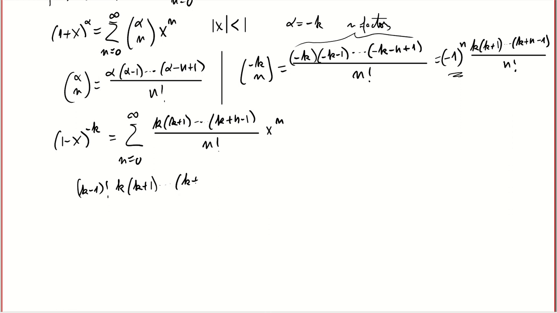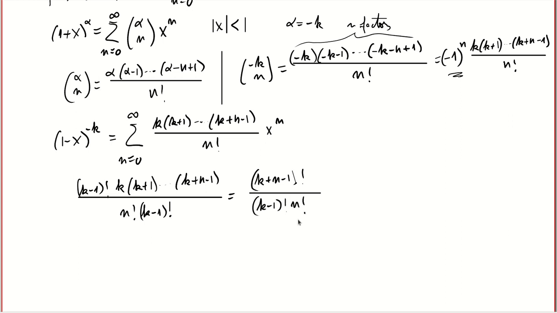in the numerator you have this, and in the denominator you have n factorial times k minus 1 factorial. And look at this: up here you have the product of all the factors starting from this one and decreasing one by one up to 1, right? Because you have k plus n minus 1, k plus n minus 2, etc. So in the numerator you have this number factorial, and in the denominator you have k minus 1 factorial, n factorial.